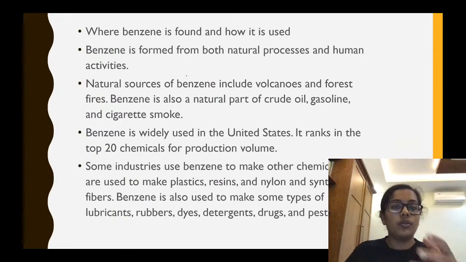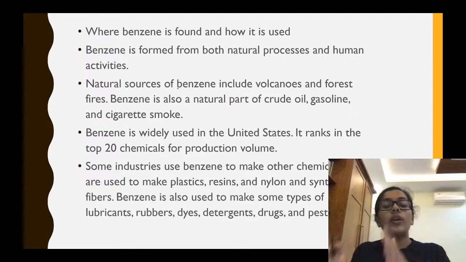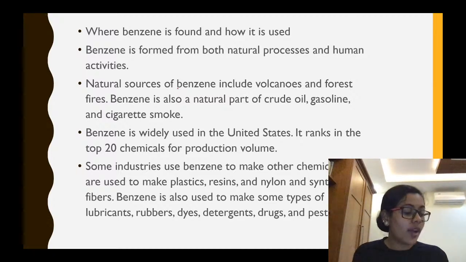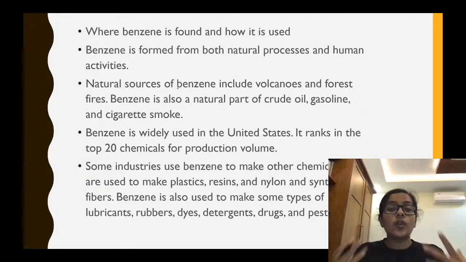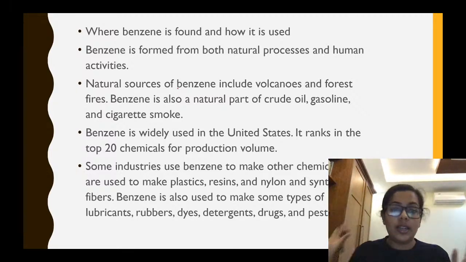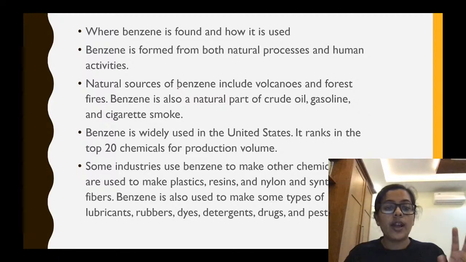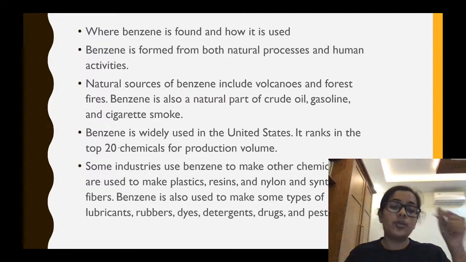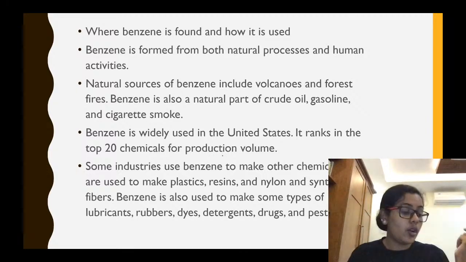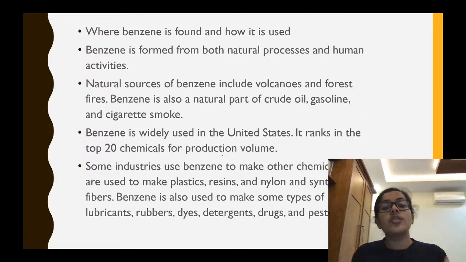Where is benzene found and how is it used? You can acquire benzene from both natural sources and human activities. Natural sources like volcanoes and forest fires produce benzene. Benzene is also part of crude oil, gasoline and cigarette smoke. It is widely used in the United States and ranks in the top 20 chemicals for production volume. Some industries use benzene to make other chemicals that are used in plastics, resins, nylon and synthetic fibers.